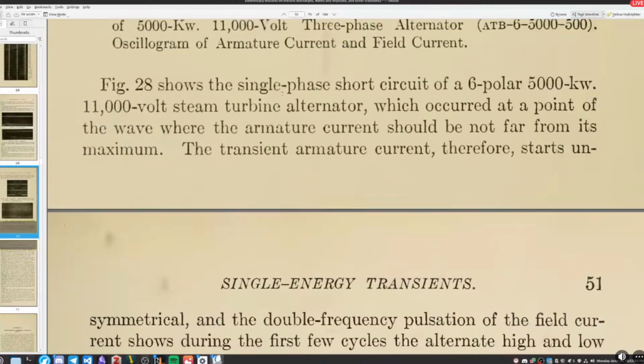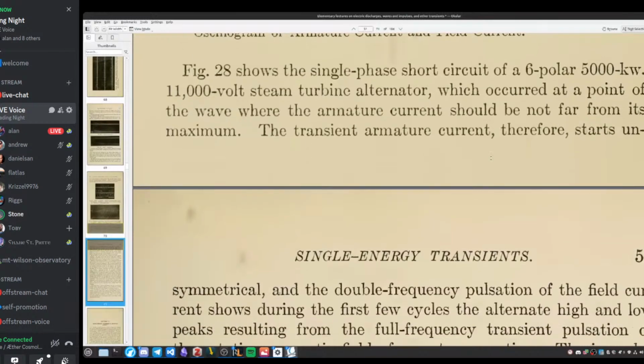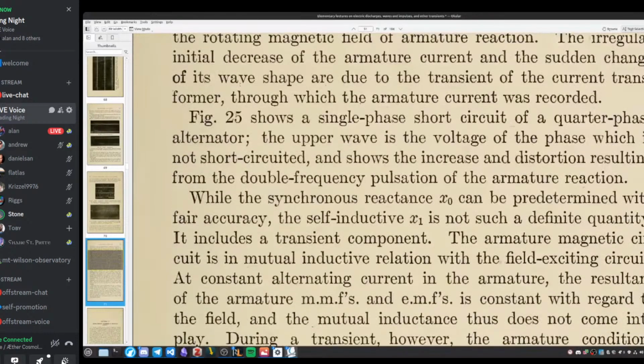Figure 28 shows the single-phase short circuit of a 6-pole, 5,000 kilowatt, 11,000 volt steam turbine alternator, which occurred at a point of the wave where the armature current should be not far from its maximum. The transient armature current, therefore, starts unsymmetrical, and the double frequency pulsation of the field current shows during the first few cycles the alternate high and low peaks resulting from the full frequency transient pulsation of the rotating magnetic field of armature reaction. The irregular initial decrease of the armature current and the sudden change of its wave shape are due to the transient of the current transformer through which the armature current was recorded.